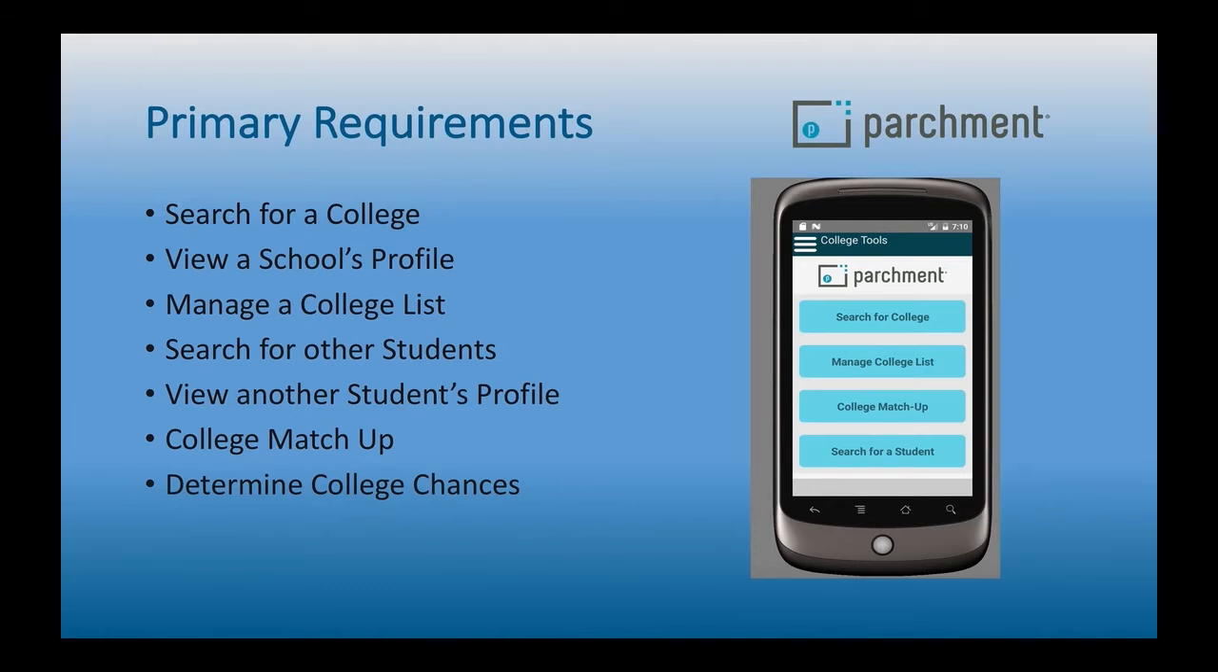Also, the application provides an ability for users to search for other students and to view those other students' profiles. They can compare two different colleges to determine how they match up, meaning how often a particular student will choose one school over the other if accepted to both. The application will also provide an ability to determine the chances a particular user has of being accepted to a given college.